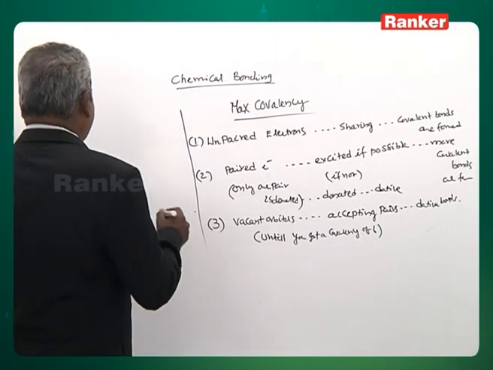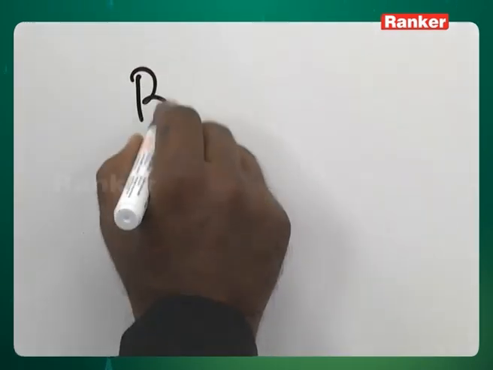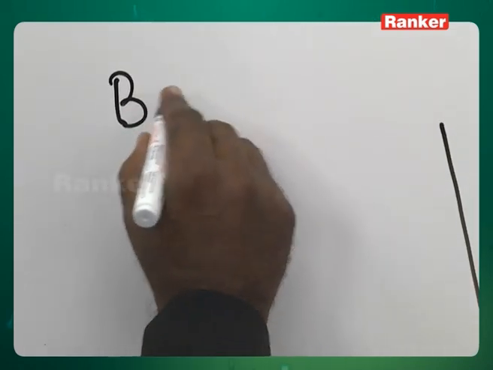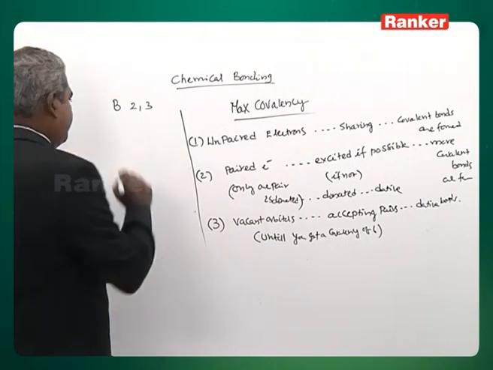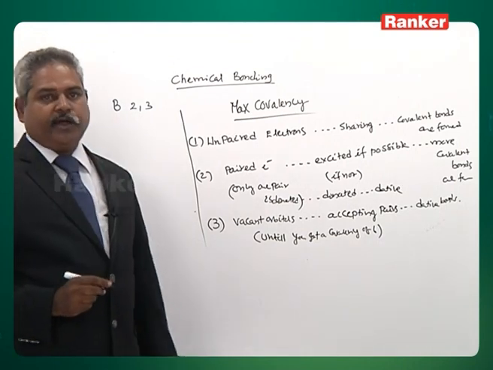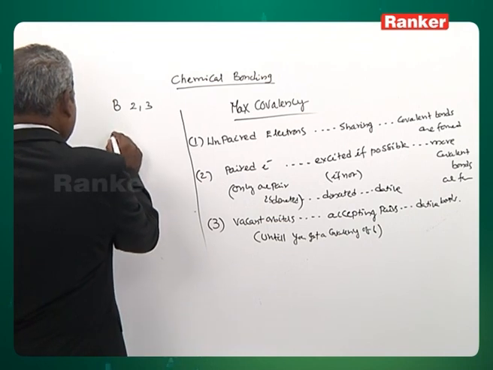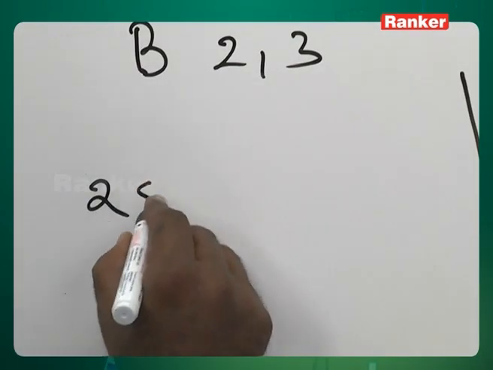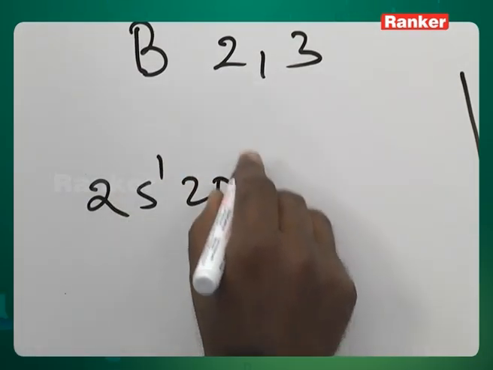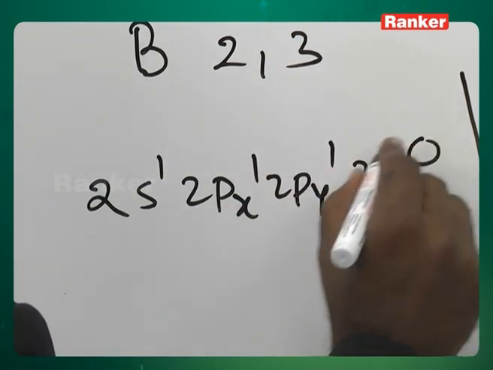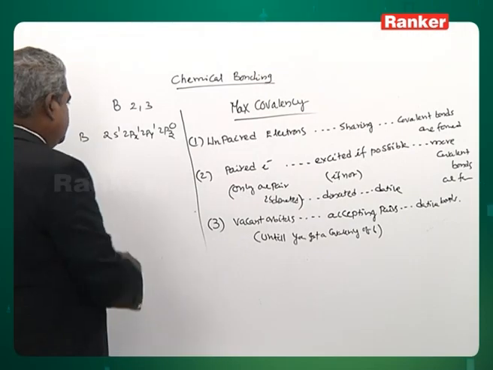So let us look at the maximum covalency of boron. Boron has 3 electrons only in its outermost shell, 2, 3. Atomic number is 5, number of valence electrons 3. So 2s1, 2px1, 2py1, 2pz0. What is it that boron can do?